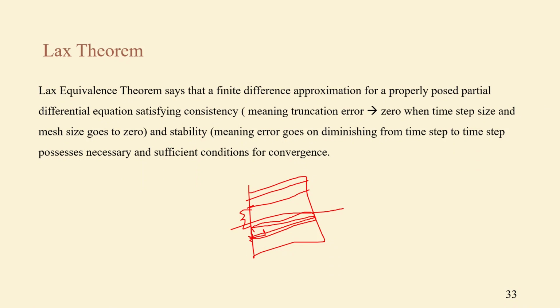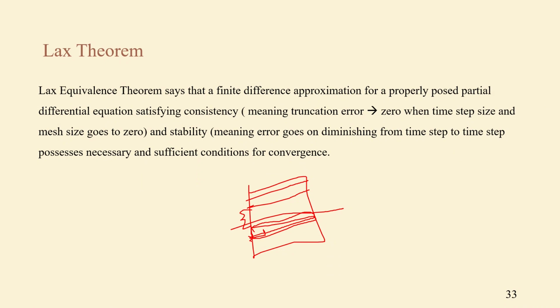So the finite difference approximation for a properly posed partial differential equation satisfying consistency. What does consistency mean here? Consistency states that truncation error approaches 0 when time step size and mesh size go to 0. That is, it is becoming very small. And stability, meaning that the error goes on diminishing from time step to time step, possesses necessary and sufficient conditions for convergence. So what does stability state?